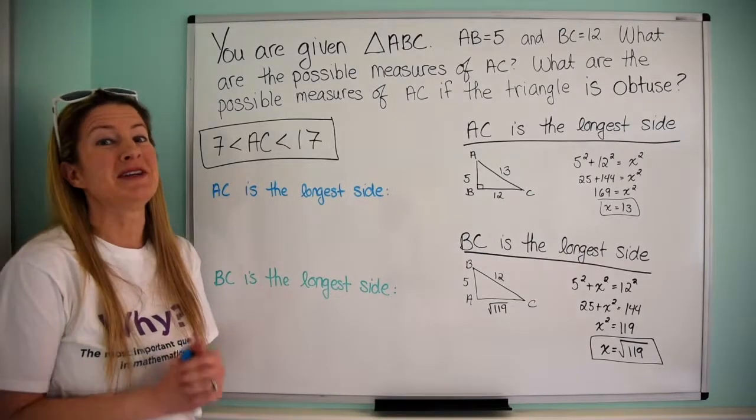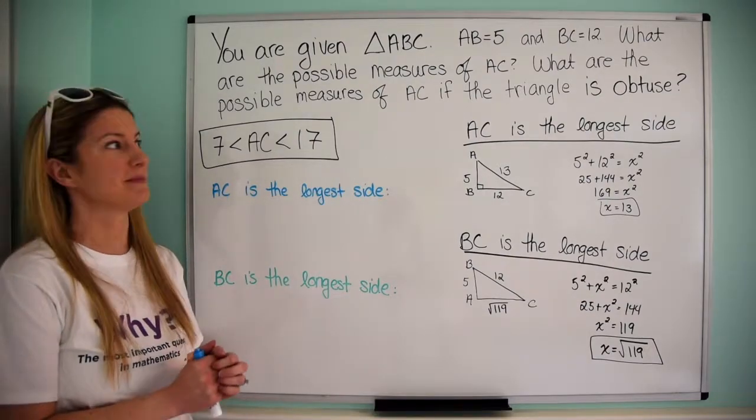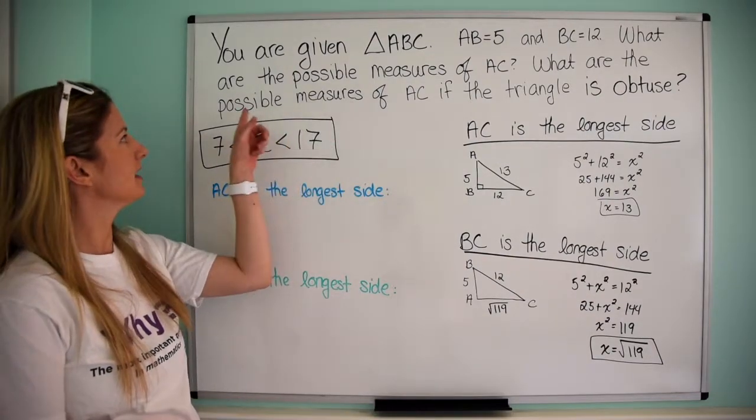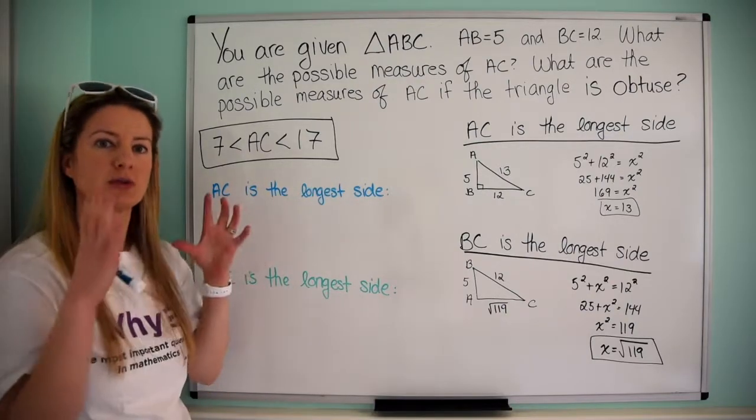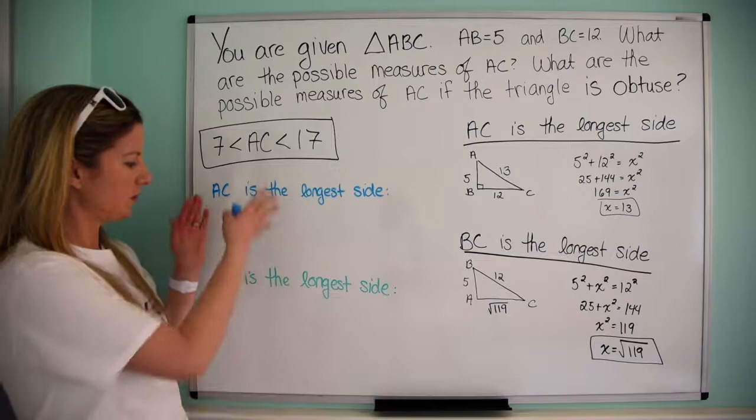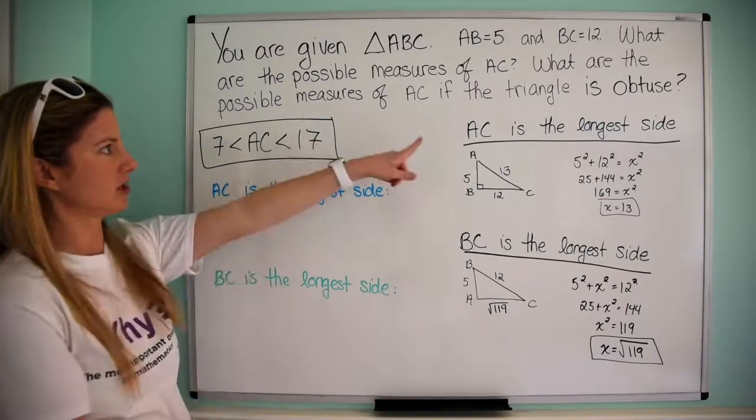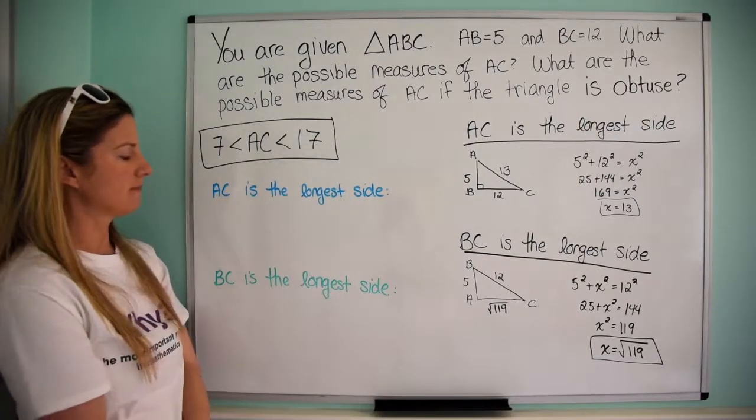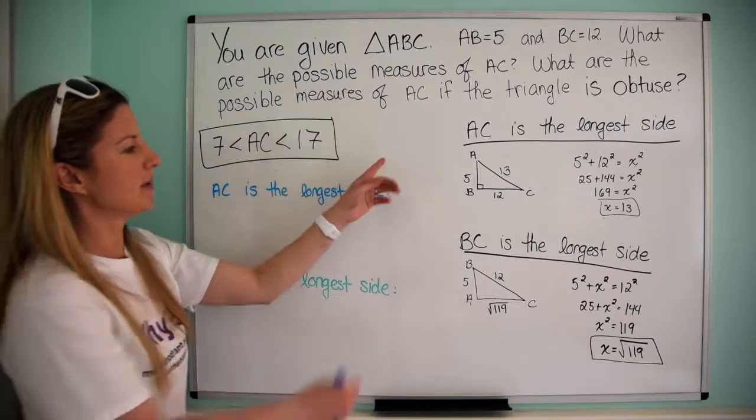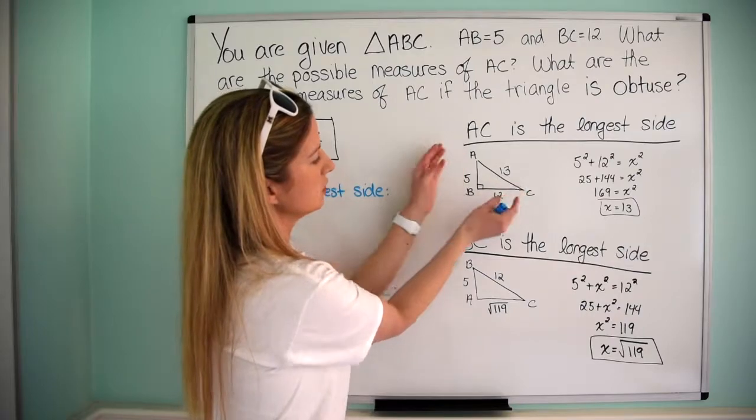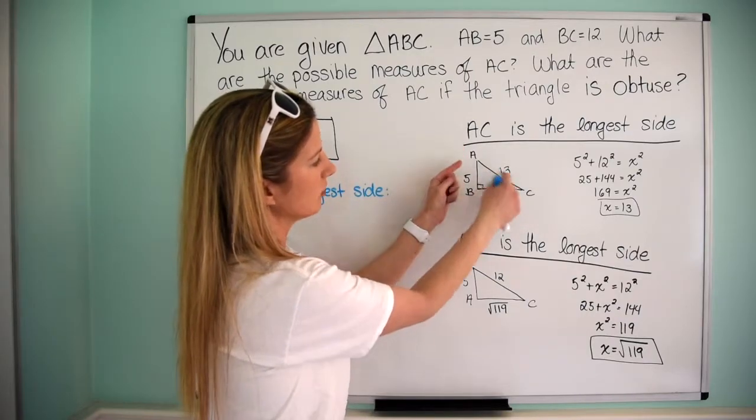So hopefully those manipulatives helped you understand the concept of finding the possible measures of AC if the triangle is obtuse. So let's think about it again for a second. I wrote down, this is where we're going to write what those measures would be if the triangle is obtuse, okay? So here was our right triangle, and what you saw me do was I opened it up to be an obtuse angle, and what happened?